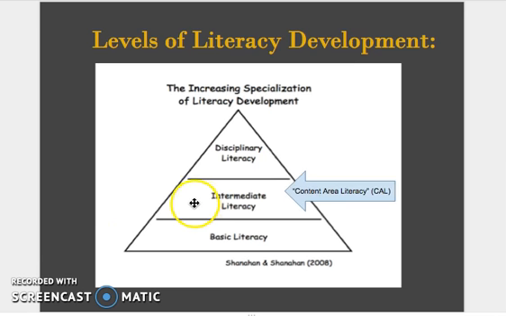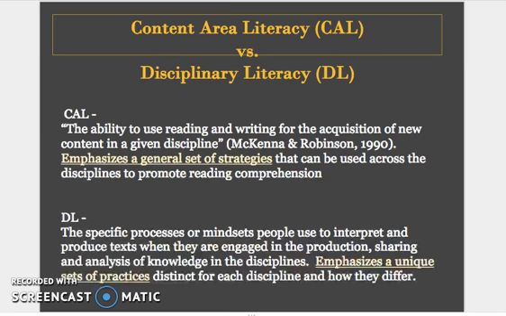So as I said, this intermediate literacy is often referred to as content area literacy. So as you can see by this diagram, the two are not the same. While there's definitely going to be some overlap between them, they are not the same. So we shouldn't use the terms interchangeably. So how are they different then? Here are a couple just brief definitions that are explaining how they are different.